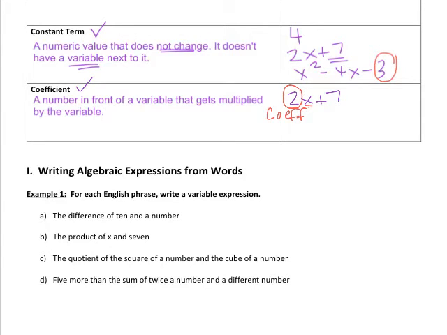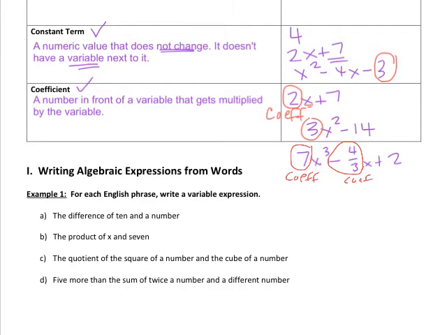Another example, 3x squared minus 14. Here's our coefficient. And then just one more example. Here's a coefficient for this term because it's sitting in front of the variable. Then we have this coefficient sitting in front of the x term. And then, of course, the plus 2 is just a constant because there is no variable next to that one.